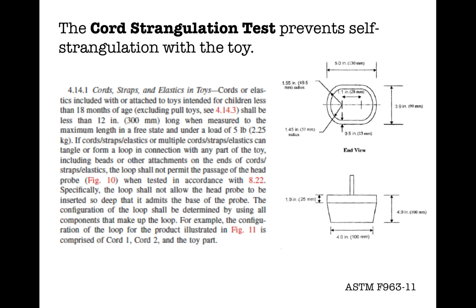The last test that you should at least know about, okay, this is again for kids that are younger, but it opens up the market for older kids if you can pass this. For kids 18 months of age or younger, you need to watch out for strangulation. So can they wrap a cord around themselves, around their neck, and choke themselves by accident? So cord straps and elastics in toys for kids in this age group have to be less than 12 inches in length, okay? They also have to be able to be pulled off. So not relevant for your age group, but again, it opens up the market if you're able to pass that.